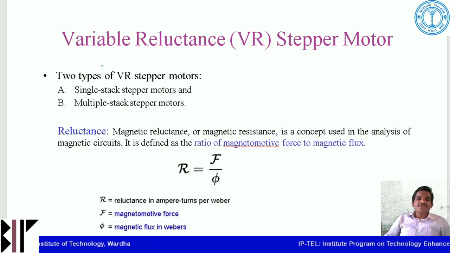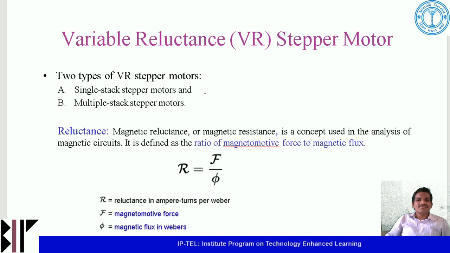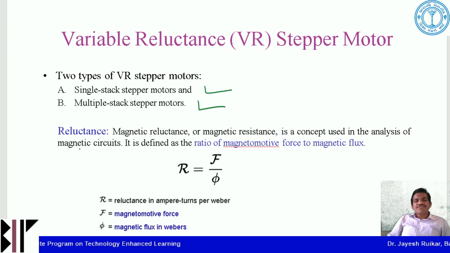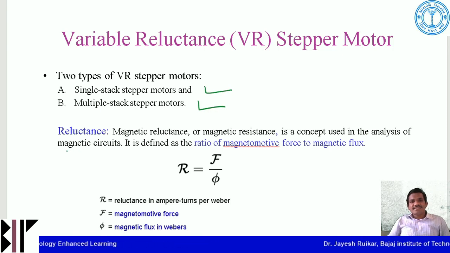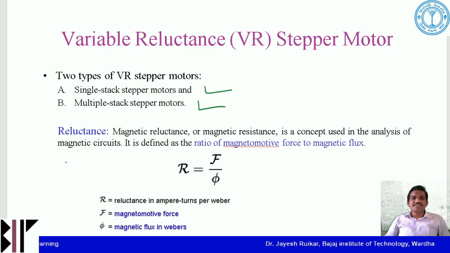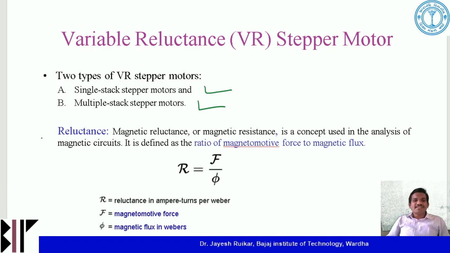So when we look for the variable reluctance stepper motor, it is again subdivided into two types. One is called single stack and another one is called multiple stack. Before starting this variable reluctance stepper motor, that is the single stack stepper motor, we will see what is reluctance.